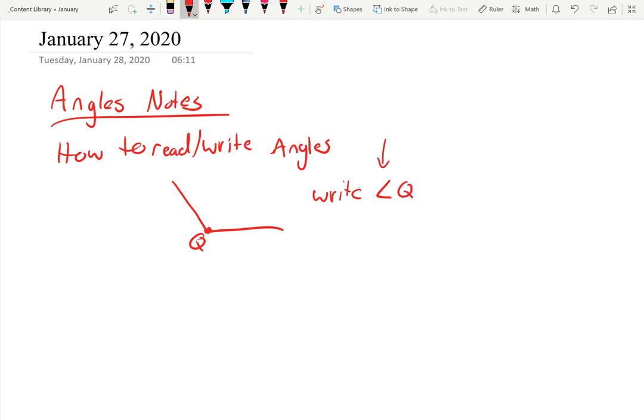Now, this symbol indicates angle. It's kind of like an L shape, but a little bent over. It's not a greater than sign or less than sign or anything like that. It simply looks like an angle. That's the idea. So you'll see that symbol a lot to reference angles.